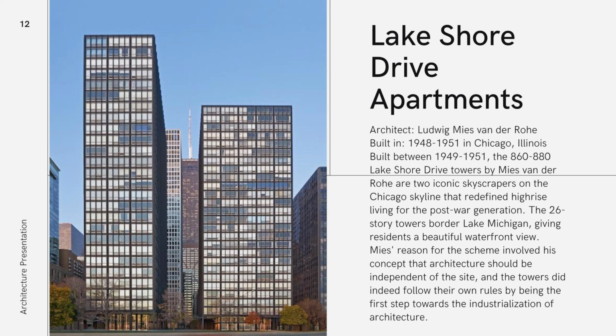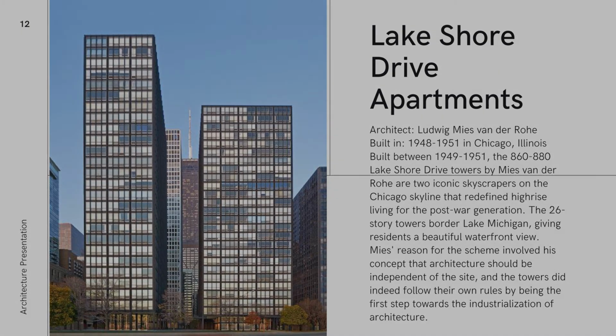Mies's reasoning for the scheme involved his concept that architecture should be independent of the site, and the towers did indeed follow their own rules by being the first step towards the industrialization of architecture. Mies approached the triangular site by arranging the two apartment buildings at cross-axis towards one another, delivering views of the lake, Lake Shore Drive, and the busy inner-city Chicago Loop, which is southwest of the towers. The 90-degree angle that the buildings are situated in also encloses a plaza at ground level.